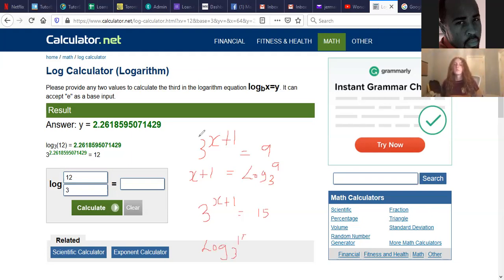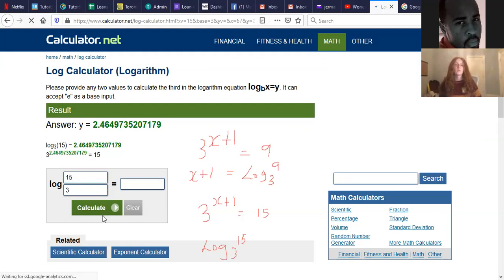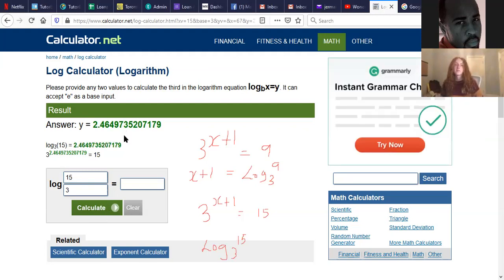So log base 3 of 15, what is that? Whatever that is. Can you subtract 1 from that? 1.4649735207179.